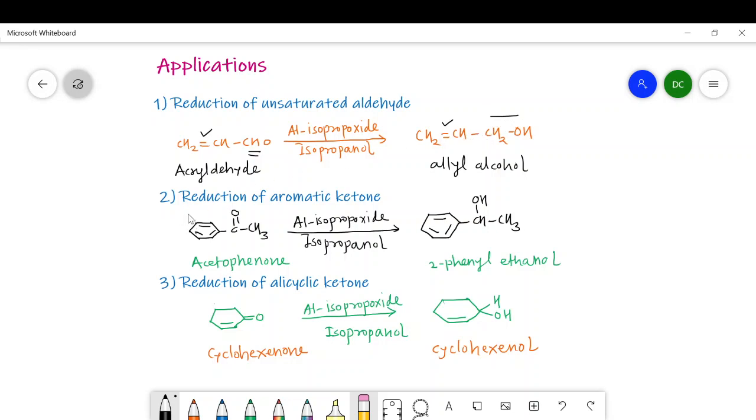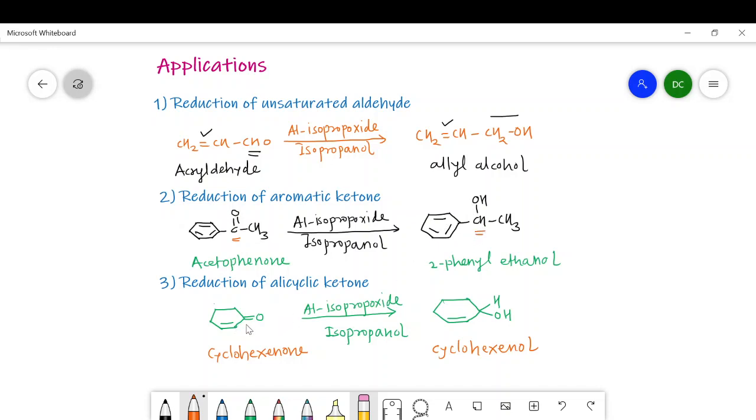Then the second application is the reduction of aromatic ketone. The aromatic ring in the acetophenone remains as it is, though it contains carbon double bond carbon, and we get 2-phenyl ethanol as a product. Here this C double bond O is going to convert into the CHOH.